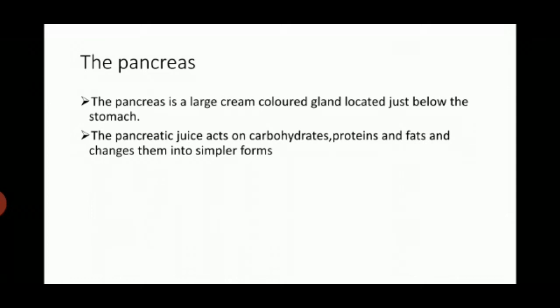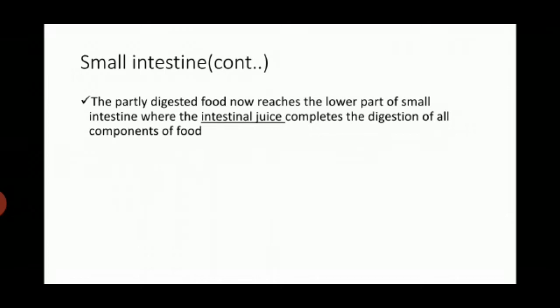Now these partially broken down food materials throughout the alimentary canal enter the small intestine. So the partly digested food now reaches the lower part of the small intestine, where finally the intestinal juice will act on all the partially digested food material and complete the process of digestion. So this completes the digestion of all the components of food. All the components of food will be finally converted or broken down into simpler substances.